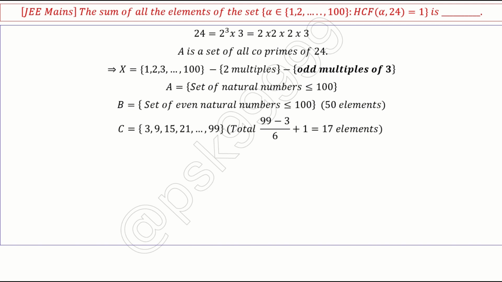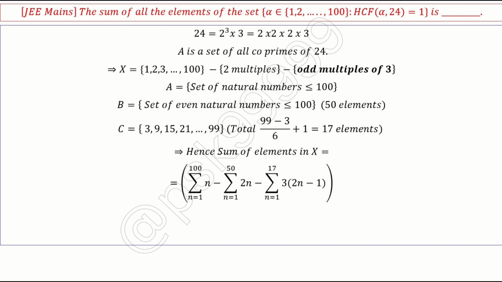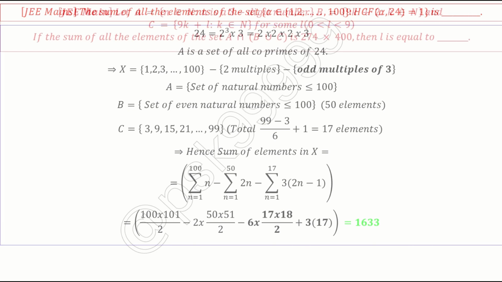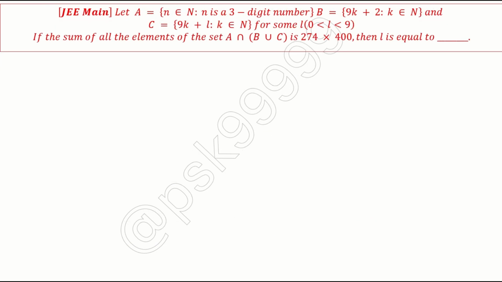Now you put the number of elements into the set theory formula. Very simple: sigma of n from 1 to 100, minus sigma of 2n from 1 to 50, minus sigma of 3 into (2n minus 1) from 1 to 17. If I simplify this, what I get is 1633. So this is the sum of all elements of set X. Okay, next. This is the JEE Mains problem.